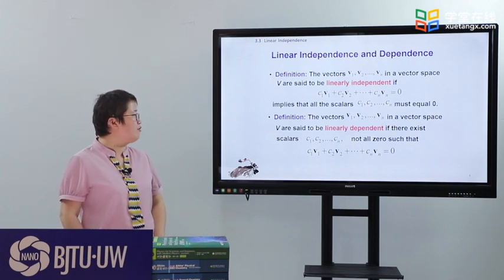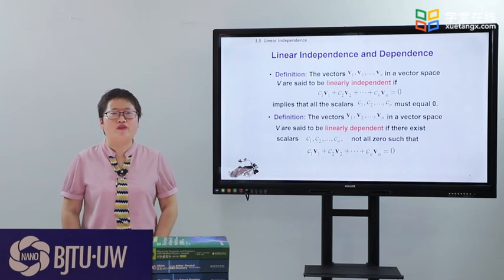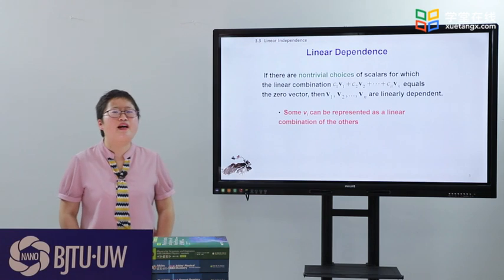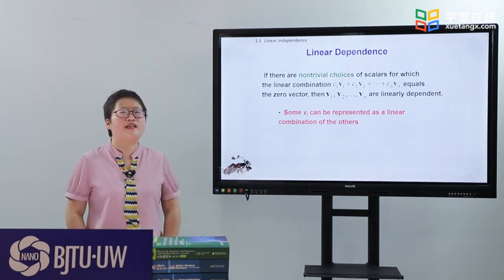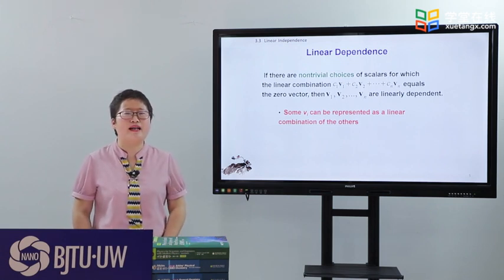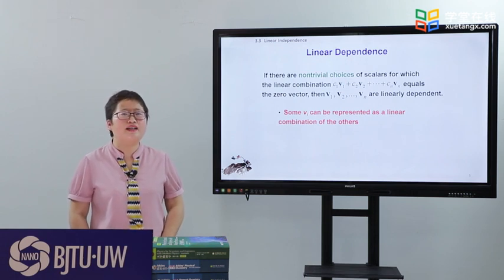And the definition for linearly dependent is like this. The vectors v1, v2 till vn in a vector space V are said to be linearly dependent if there exist scalars c1, c2 till cn not all 0 such that this homogeneous linear system holds. So c1v1 plus c2v2 plus till plus cnvn equals 0. If there are non-trivial choices of scalars for which the linear combination c1v1 plus c2v2 plus till plus cnvn equals the 0 vector, then v1, v2 till vn are linearly dependent.